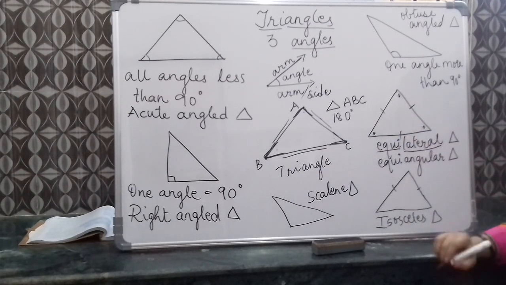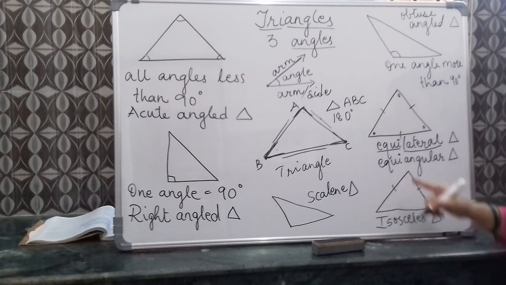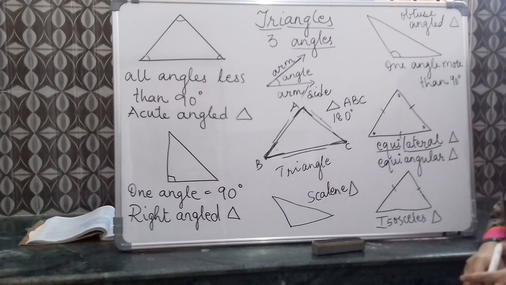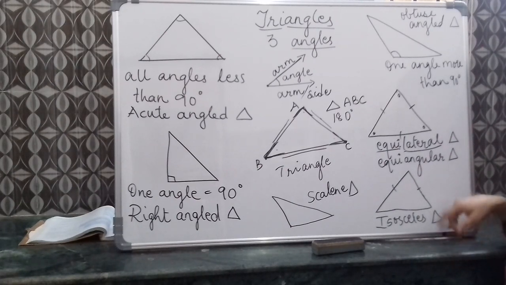Because all the three angles are equal, you can call it an equiangular triangle also. The next type of triangle, depending on the side, is an isosceles triangle. An isosceles triangle has only two sides equal. Because two sides are equal, you will have two angles also equal.